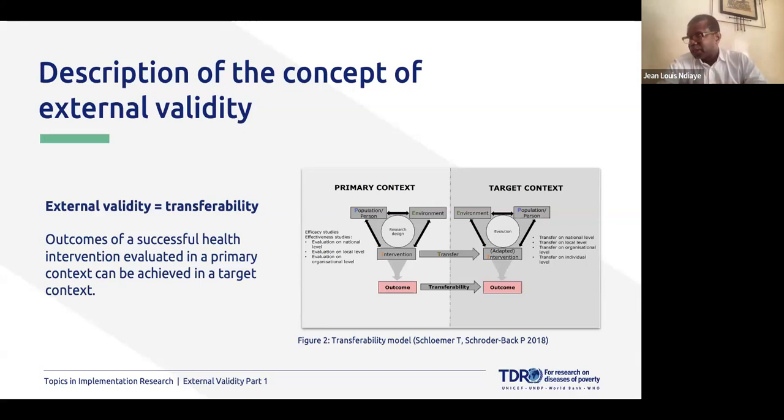It could be the national level, the subnational level, the regional level, or the individual level. This is shown here, I don't know if you see my pointer. These are the primary contexts where the study design has been conceptualized with the population, environment, and intervention. And is it transferable? When you transfer it to the targeted context, meaning an adapted intervention, will the outcome be the same at the national, local, organizational, or individual level?